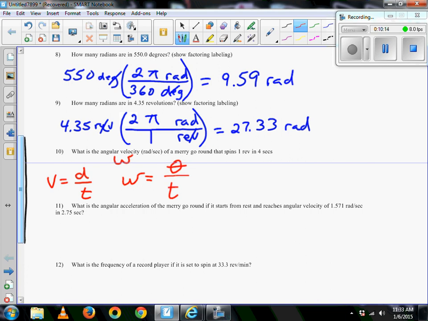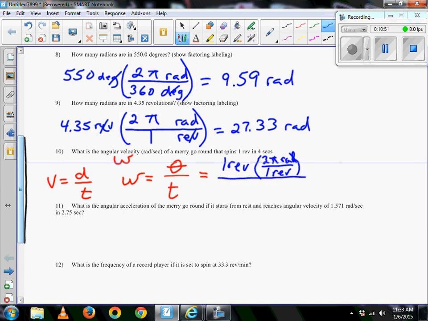So now the formulas are exactly the same as long as you know what Greek letters match up with the English letters. So we're going to plug in the theta now. Let's look at what's given to me. It says 1 revolution. Well, you can't use revolutions in this. Theta has to be in what units? Radians. So how do I get from revolutions to radians? That's right. We're going to change that using that little conversion factor. 1 revolution is 2 pi radians.